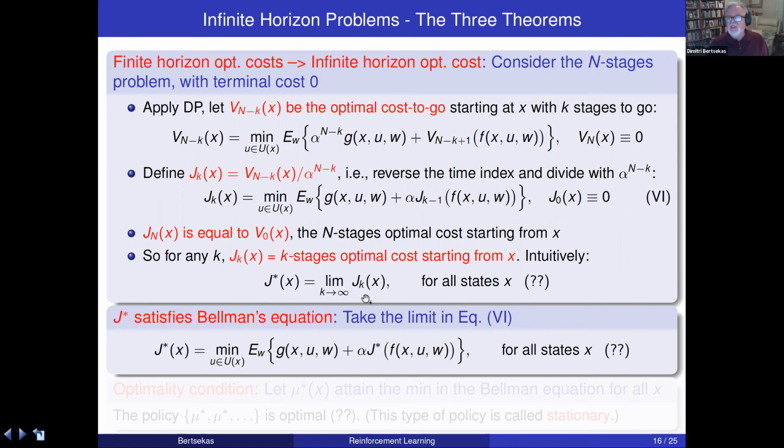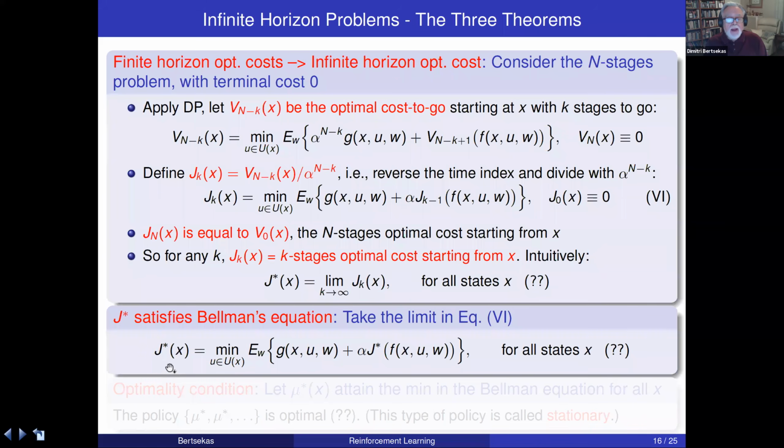Okay, so let's assume that this is true. Then we can take the limit here in this equation, in this value iteration. Limit as k goes to infinity on the left, limit as k goes to infinity on the right. And let's assume also that we can take the limit inside the minimization and the expected value. Then what we will obtain is this equation, which should be satisfied by the optimal cost function. Now, this is a very fundamental equation. The most fundamental equation in dynamic programming is called Bellman's equation.